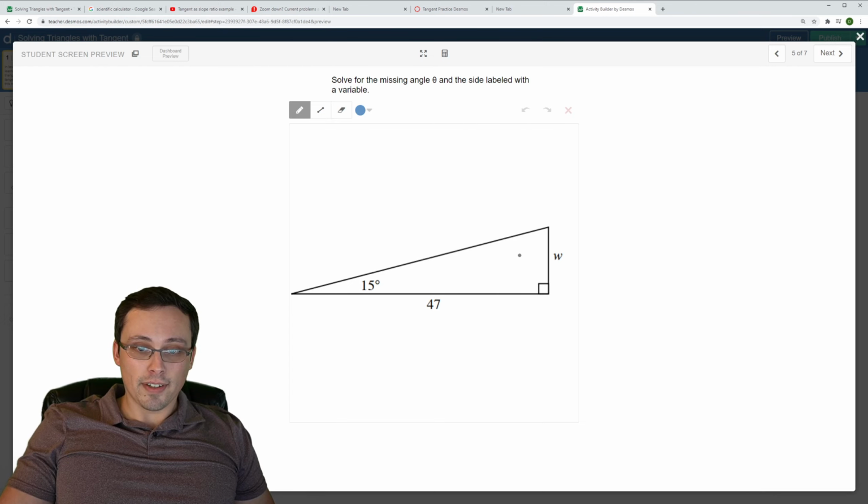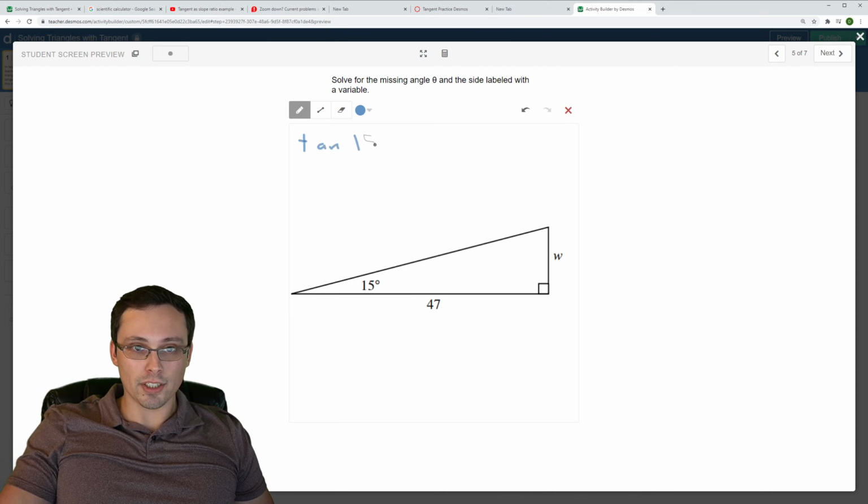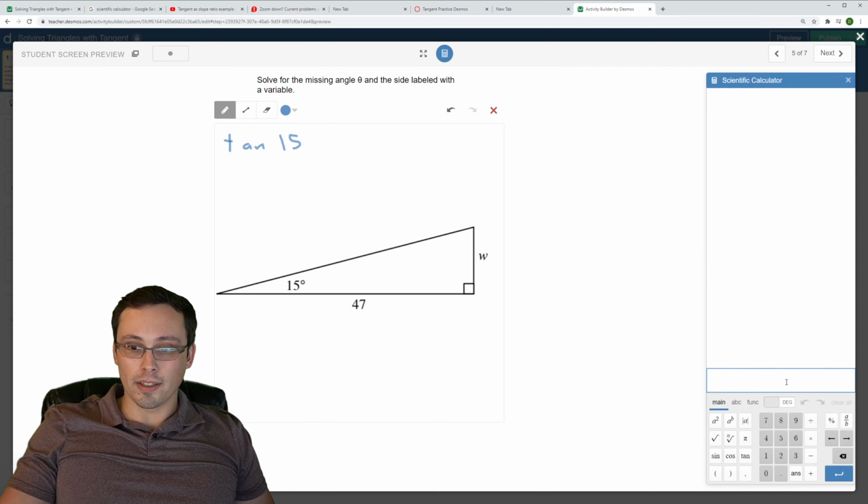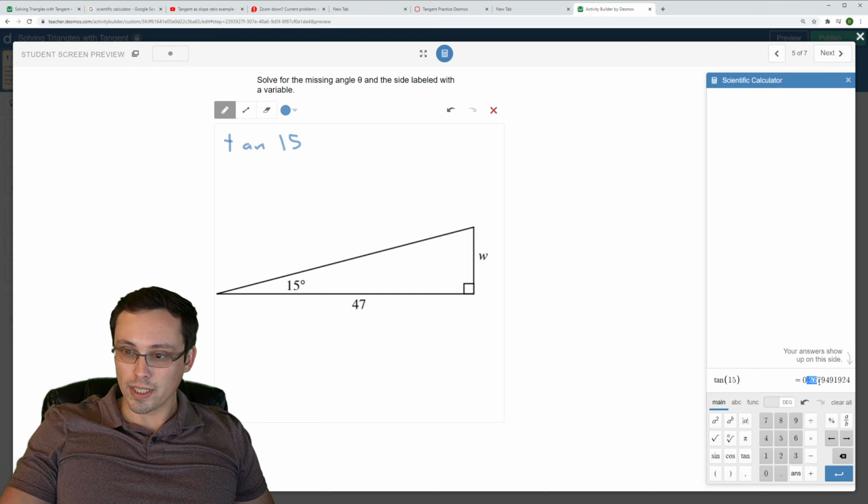This one doesn't ask us to find the missing angles. We're just going to hop right into tangent. So we're going to go tangent. We're going to write down the angle that we actually know. We're going to look it up on our calculator. So we're going to go tan 15. That gets us about 0.27, 0.267. We could round it off to here.